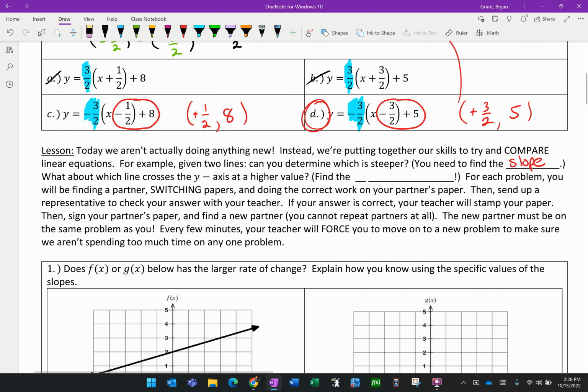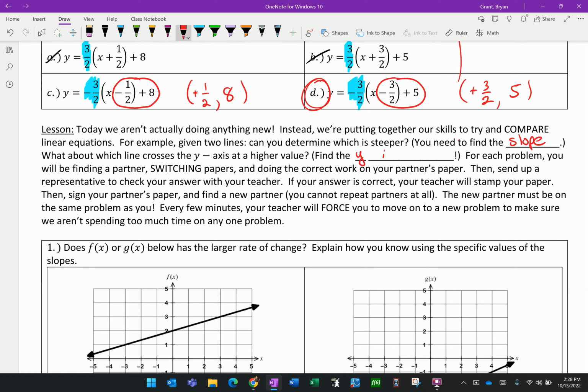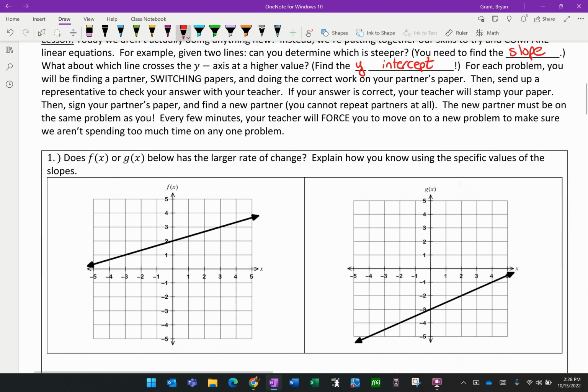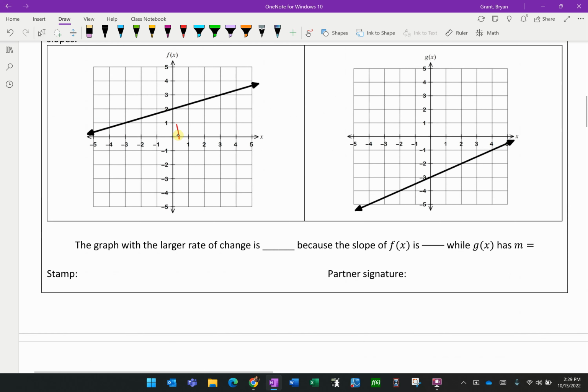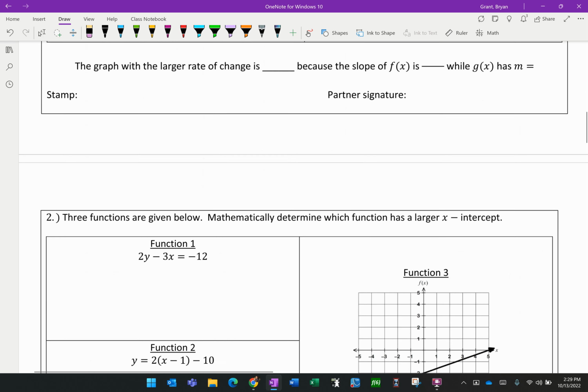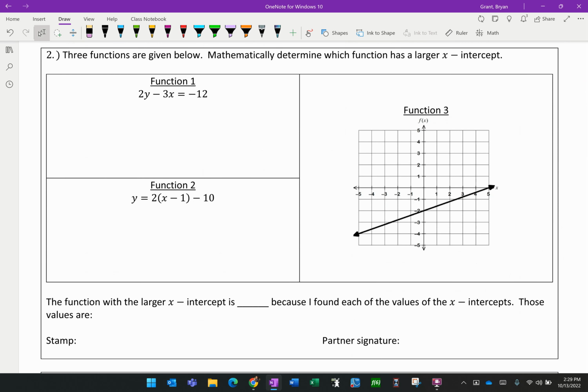Another common question is, which line crosses the y-axis at a higher value? Well, if you're looking at that, then you're going to have to find the y-intercept for each line. And again, sometimes that's not bad. If you're looking at graphs, here are the different y-intercepts. Clearly, this one is a larger y-intercept. But if you're looking at equations, we need to remember that for y-intercepts, you need to plug in those zeros.